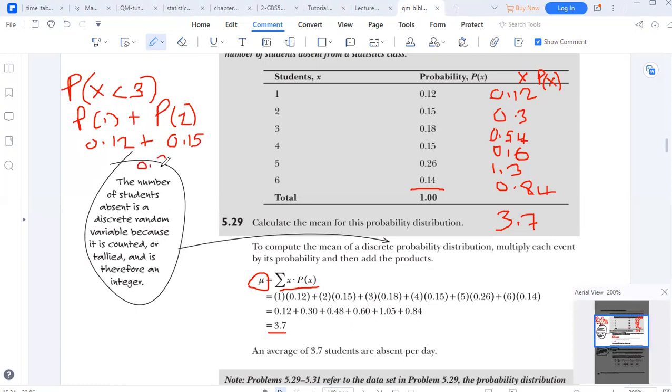They could also ask you to find the probability of x greater than 3. Which numbers are greater than 3? 4, 5, 6. You add their probabilities. If they ask you at least 2, that means 2 and above. So 2, 3, 4, 5, 6, you add their probabilities. At most 2 means 2 and below. You get the probability of 2 and the probability of 1, and you add them.